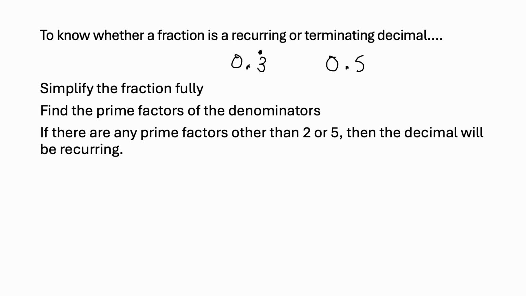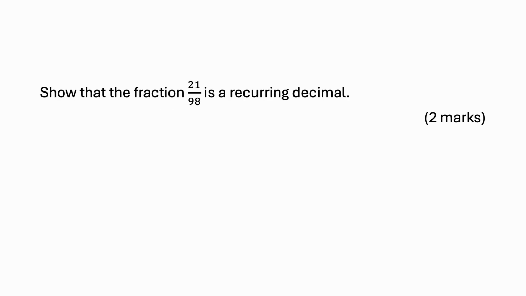So to know whether a fraction is a recurring or terminating decimal, we simplify the fraction fully and find the prime factors of the denominator. Prime numbers are numbers that are only divisible by itself and 1, such as 2, such as 5, such as 3. And if there are any prime factors other than 2 or 5, then the decimal will be recurring. So let's put that into practice.